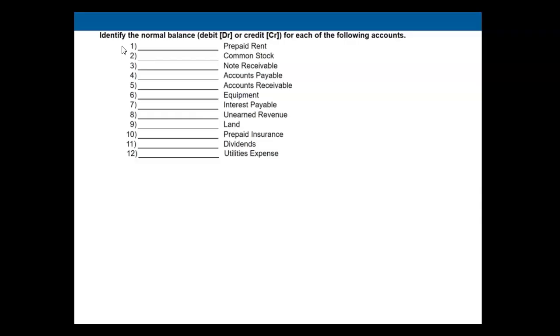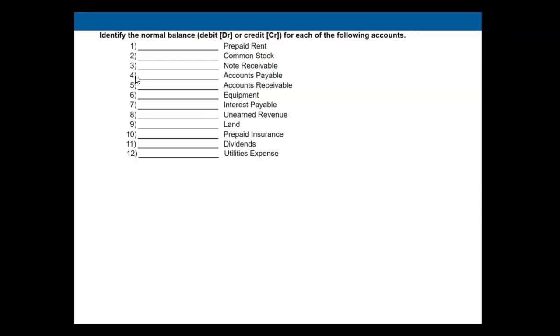So, for example, rent is $1,000 a month. I pay $3,000 up front. So I'm going to put that into prepaid rent. As the months expire, as the months progress, then I can take it out of prepaid rent and put it into rent expense. So this is an asset. It has a debit balance. So the normal balance of this account is a debit. Common stock is an equity account. Normal balance is a credit. Note receivable, an asset again. That would be a debit balance.